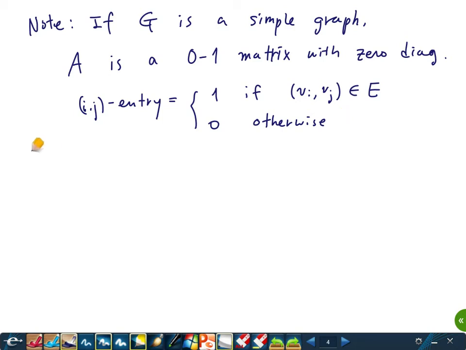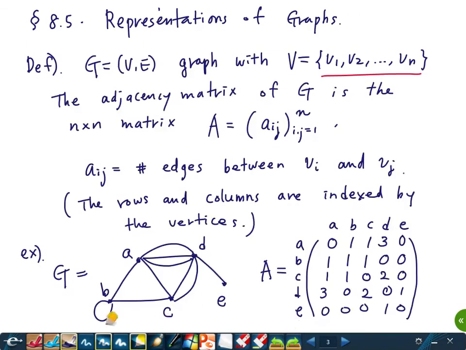Let's see an example. What is this? What's the good thing about this adjacency matrix? One thing is it is a compact way of storing a graph. This is good because we can visualize the graph.